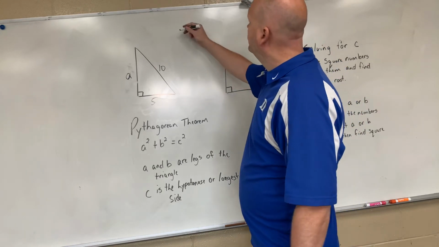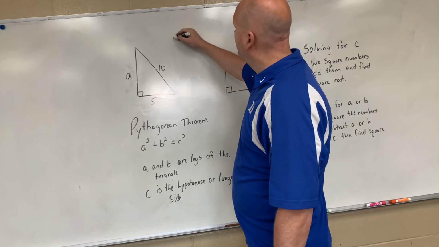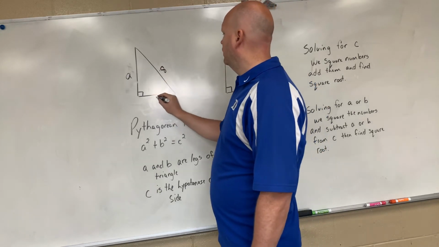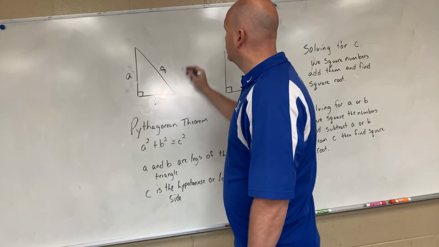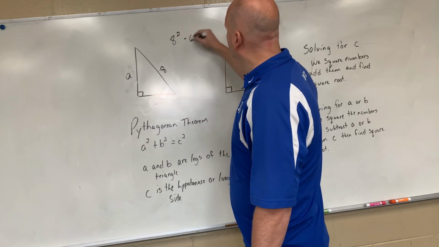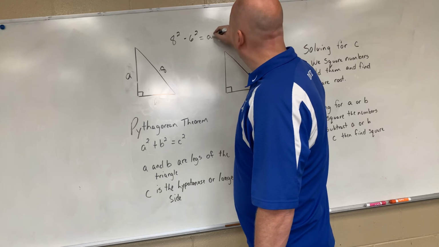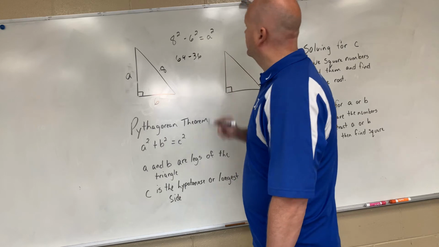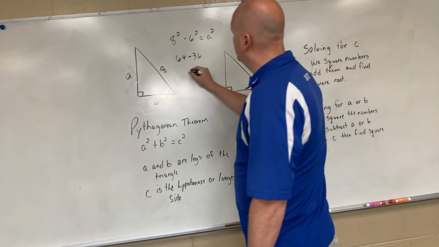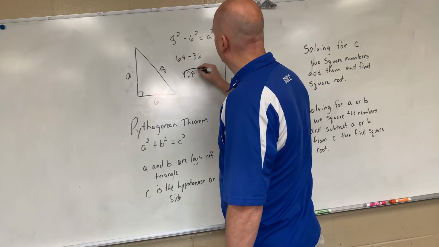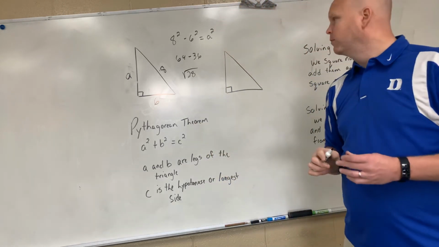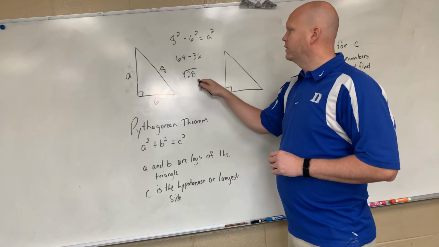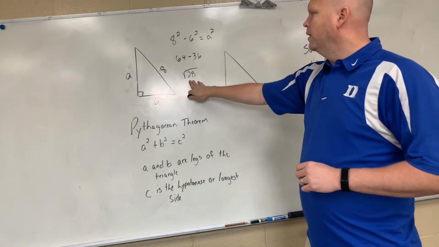Let's make this an 8, and this a 6. So 8 squared minus 6 squared equals a squared. And we would have 64 minus 36, which is 28. And again, 28 is not a perfect square. This is what happens when you try to make up the numbers. It's very difficult for me to get, off the top of my head, perfect squares.